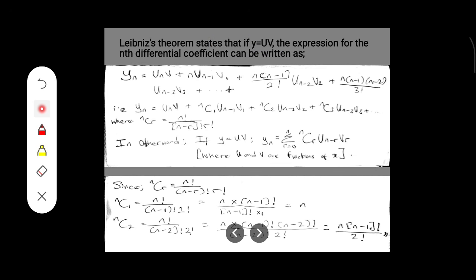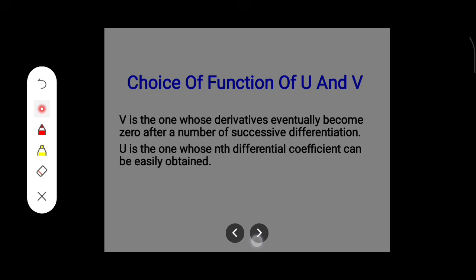differential coefficient of u is decreasing by 1. See, I have u subscript n here. Now it is u subscript n minus 1, u subscript n minus 2, while the differential degree of v is increasing by 1. That's just it. Now we need to know the condition for choosing our u and v.